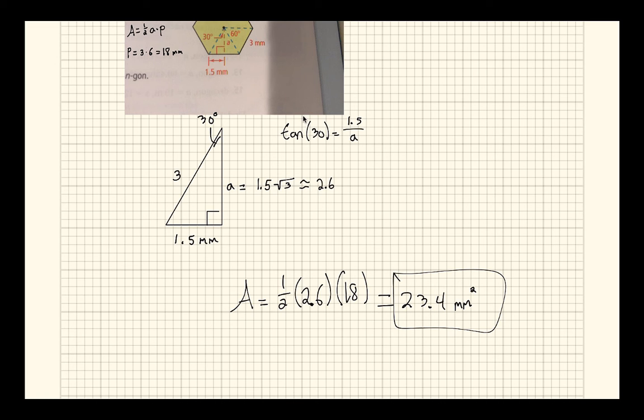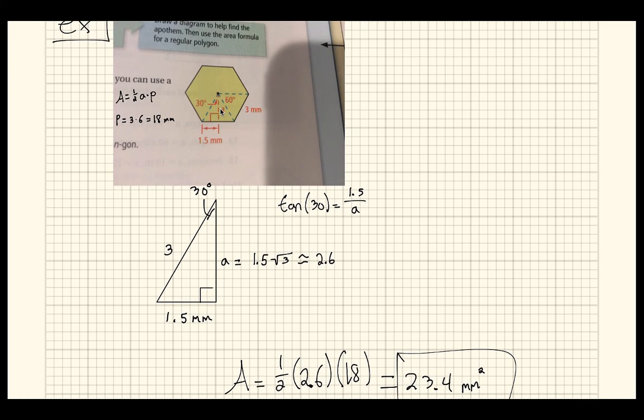Again, what did we do? Find the perimeter. Take the side length, multiply it by the number of sides, gives you perimeter, and then we'll have to use some kind of trig or special right triangle to find the apothem. Once you do that, use this formula, multiply them out, you get your area. So I hope that was clear, guys.